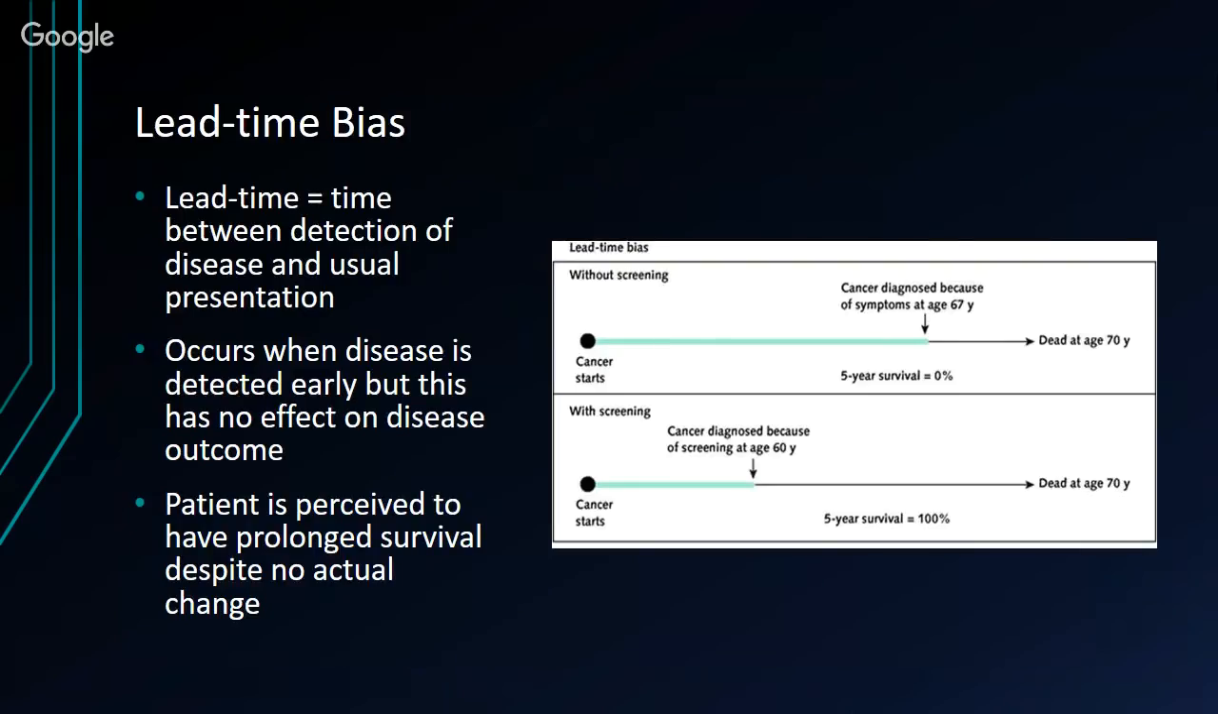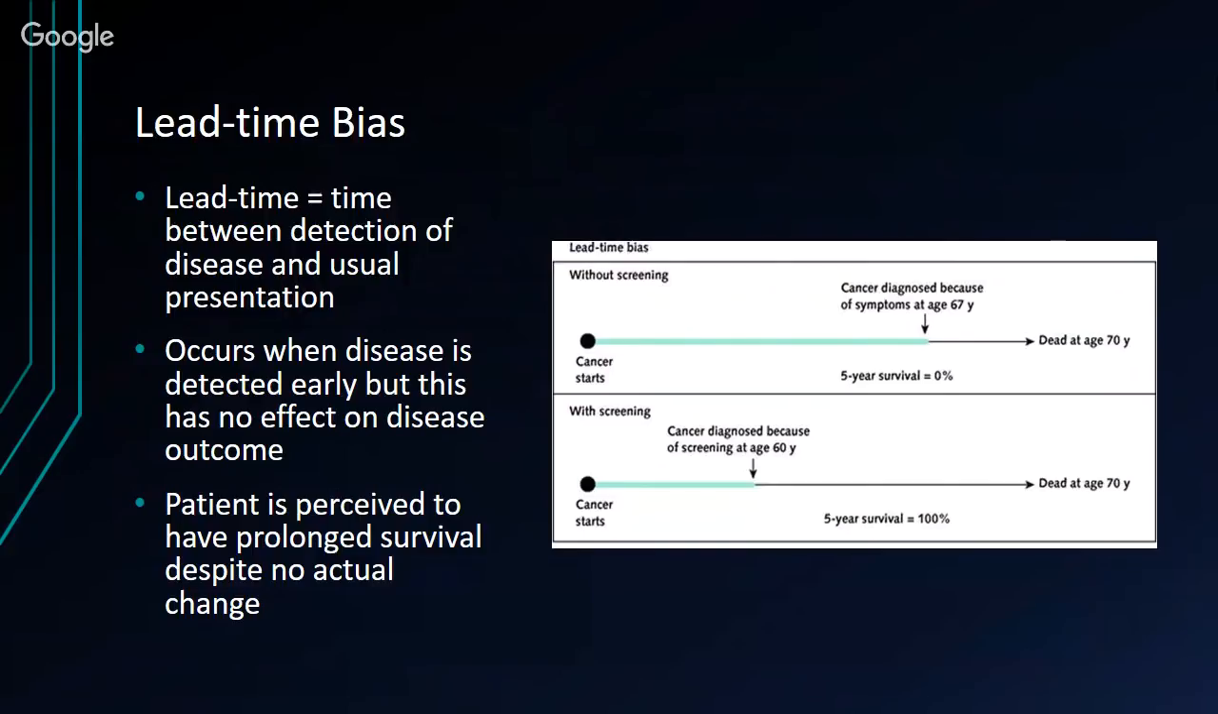Okay, lead time bias and length time bias. So lead time bias is a screening bias that makes the screening process look better than it actually is. It occurs specifically when early detection of a disease has no effect on the disease outcome, and this is due to ineffective treatment.